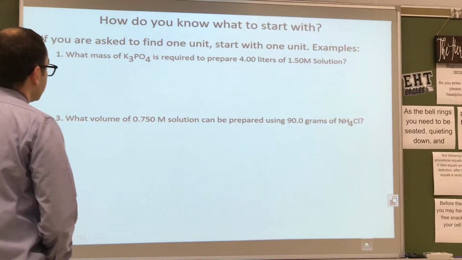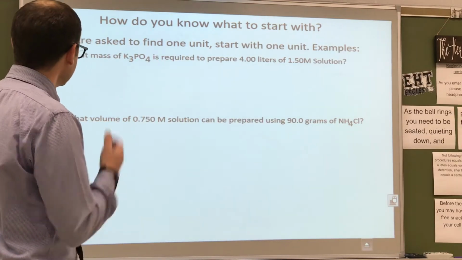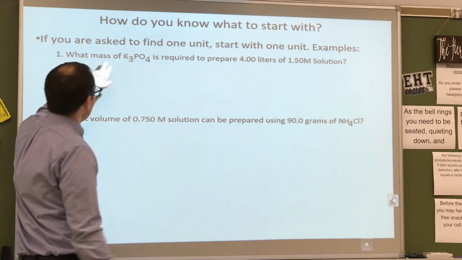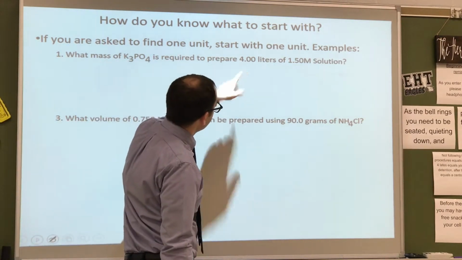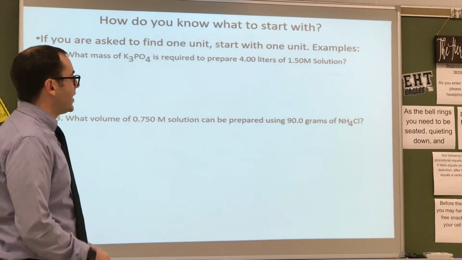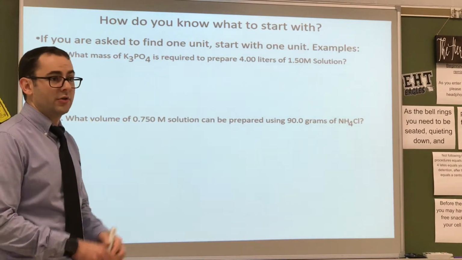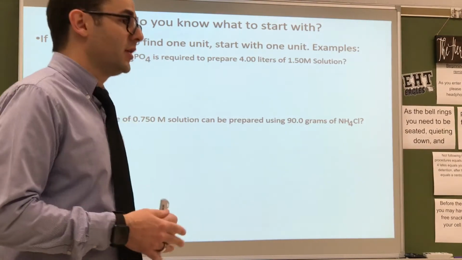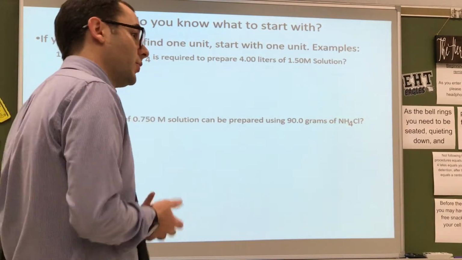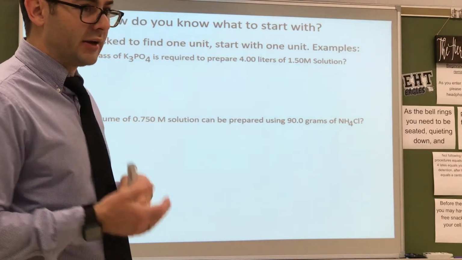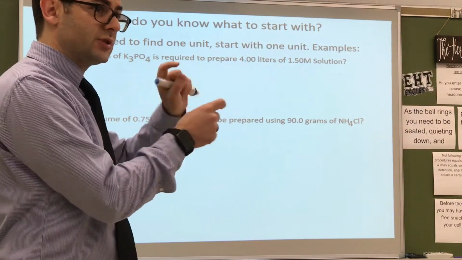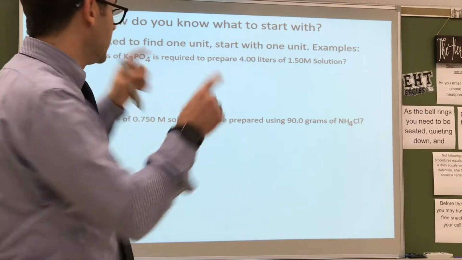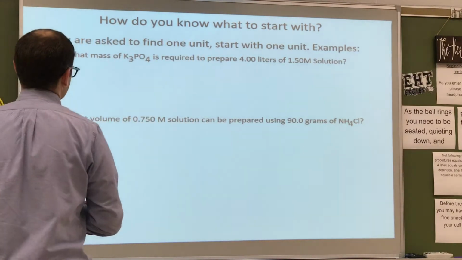All right, so how do you know what to start with? Look at this problem. It says, what mass of potassium phosphate is required to prepare 4 liters of a 1.5 molar solution? They gave you 2 numbers, right? But you need to know which number to start with, all right? Unlike limiting reaction and stoichiometry, you're not going to use both of them and then do 2 separate problems. You're going to do one problem with both of these numbers in it, okay?